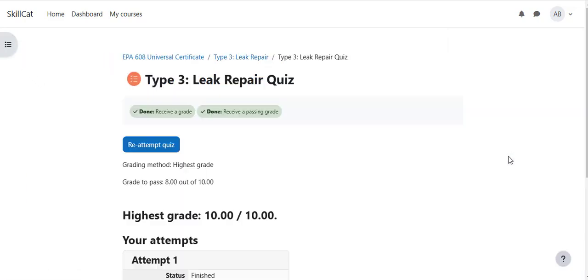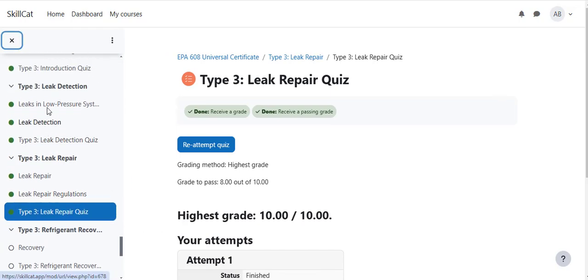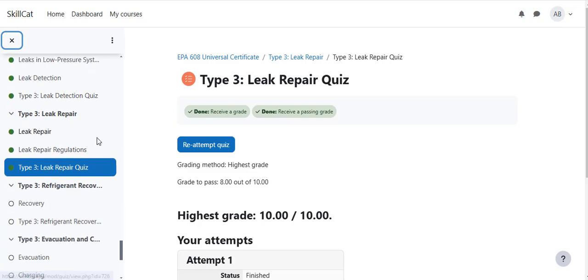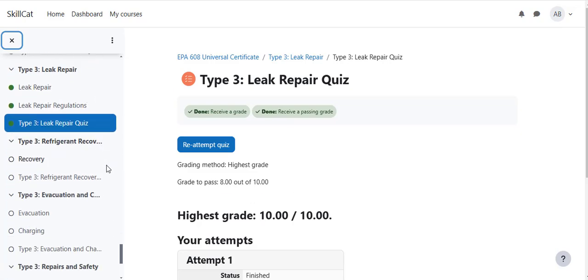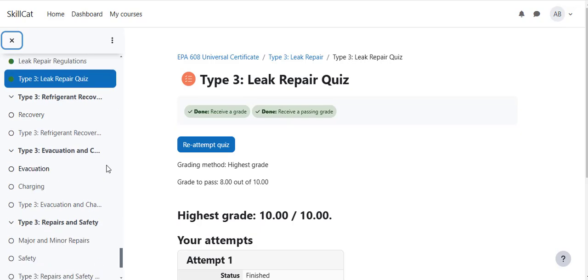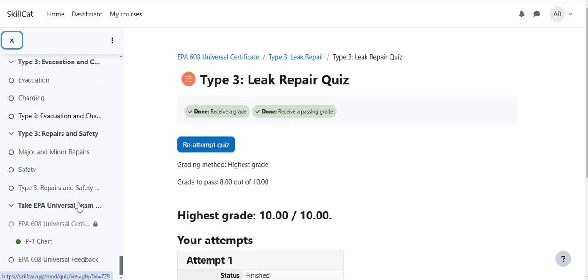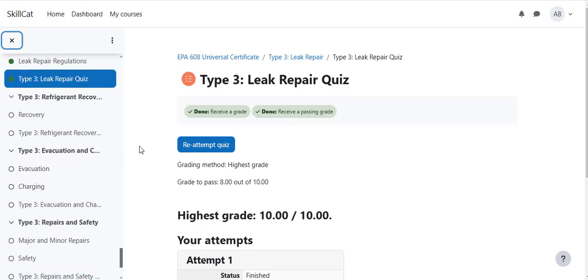So now we finish leak detection and leak repair. This is for Type 3. The next video will cover refrigerant recovery, evacuation and charging, and repair and safety, the last video for Type 3.